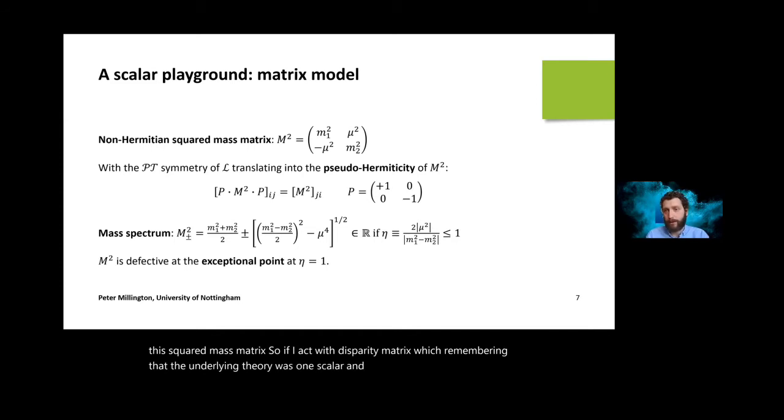The parity matrix is diagonal 1 and -1. And so if I act with the parity matrix on this squared mass matrix, then I get the transpose of that squared mass matrix. And the mass spectrum is real so long as we're in the regime of unbroken PT symmetry, which is if this parameter eta that I've defined here is less than 1.